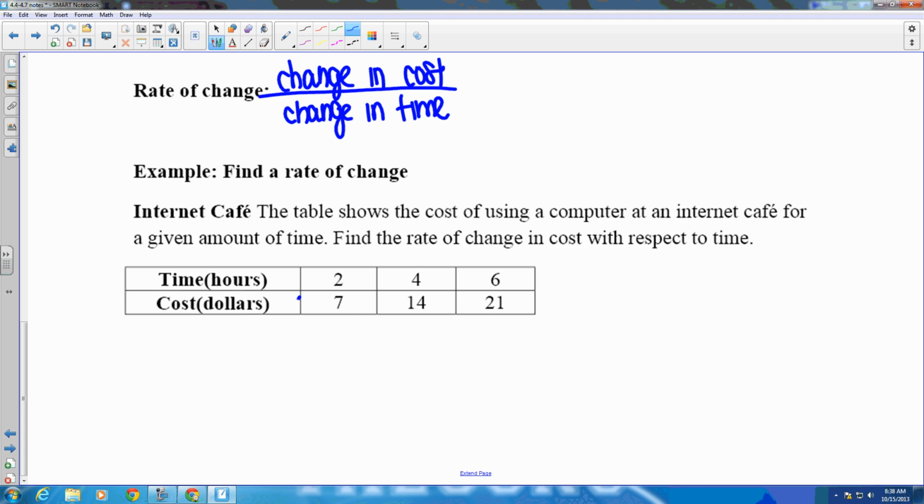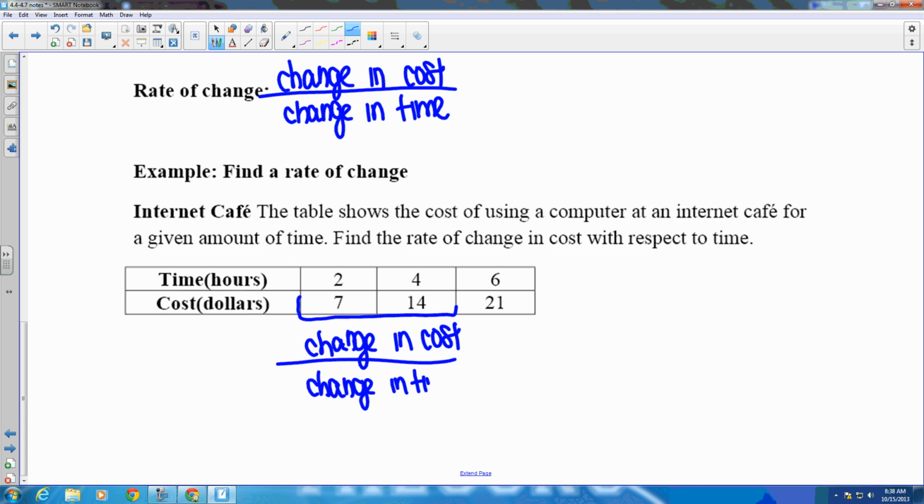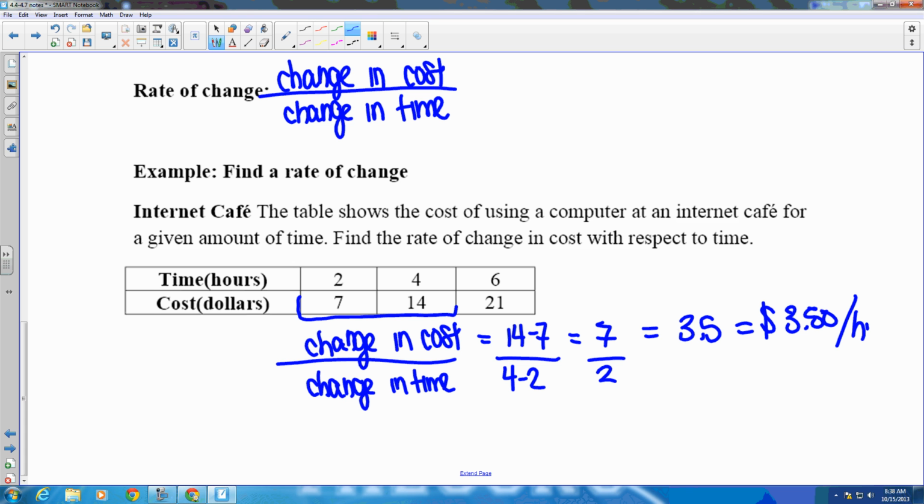So we pick 2, and we find the change in cost over the change in time. Change in cost, we go 14 minus 7, and the change in time, 4 minus 2. Change in cost is 7, change in time is 2, which is 3.5, or $3.50 an hour, because we were dealing with dollars per hour, so we do need to simplify it in terms of that.